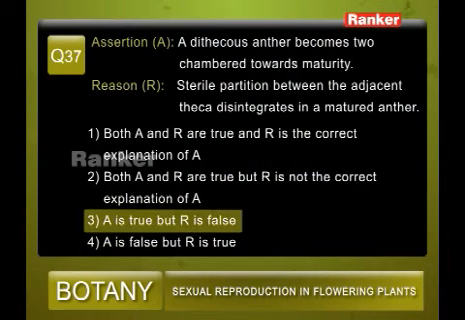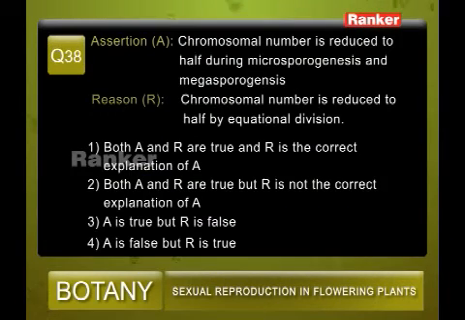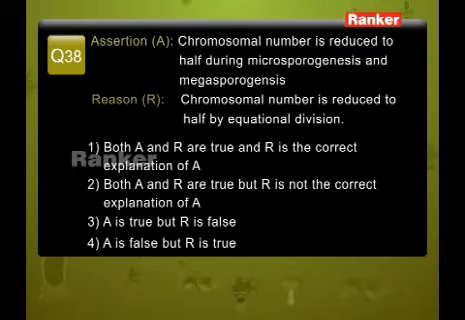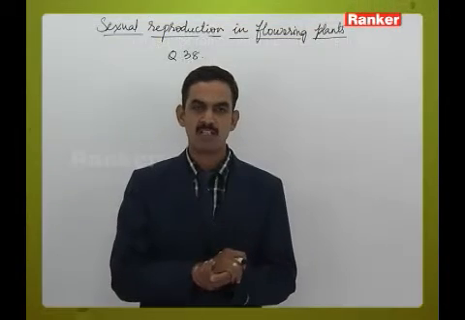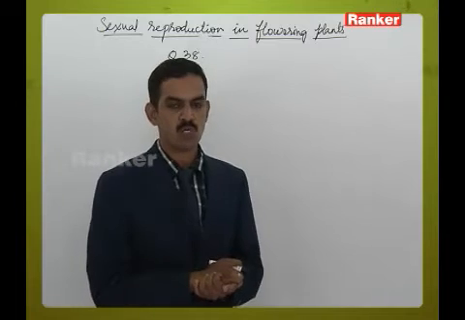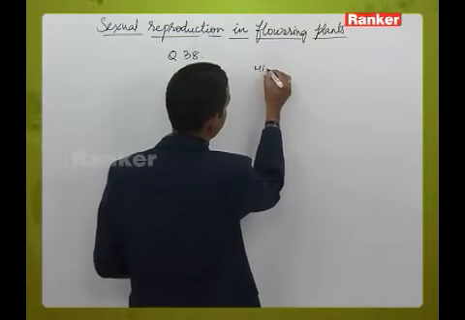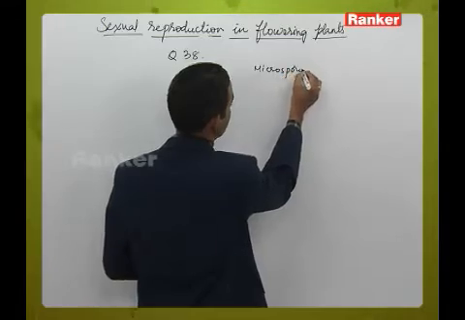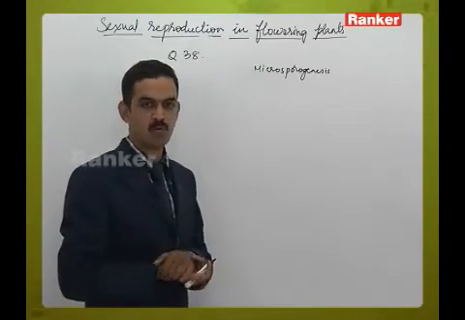Question number 37, the correct answer is 3. Question number 38. Assertion: chromosomal number is reduced to half during microsporogenesis and megasporogenesis. Reason: chromosomal number is reduced to half by equational division. Okay, the assertion statement is related to microsporogenesis and megasporogenesis. Let's come to microsporogenesis. What do you mean by microsporogenesis? It means the formation of microspores is called microsporogenesis.